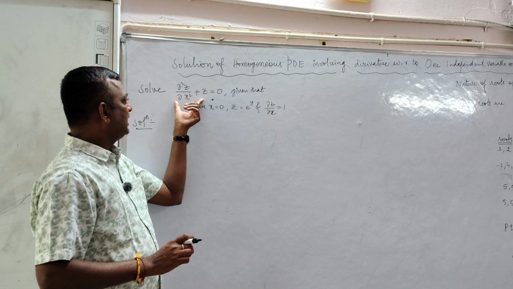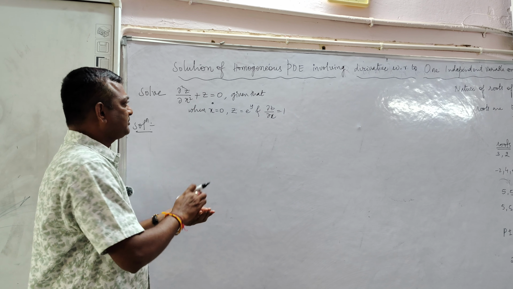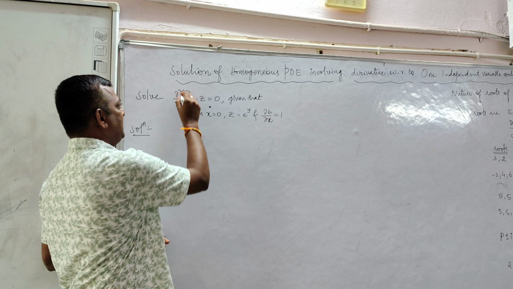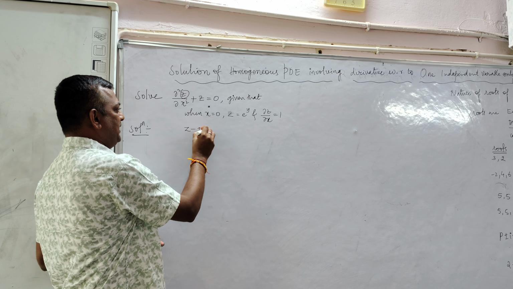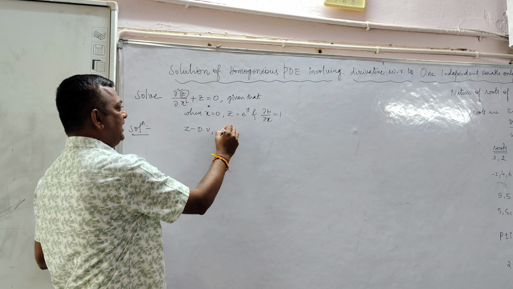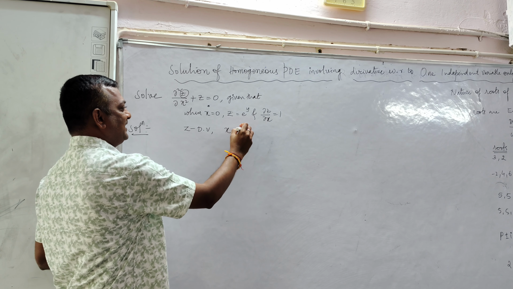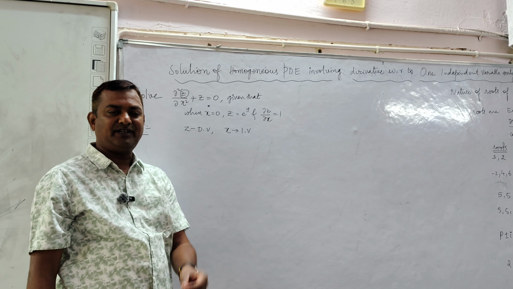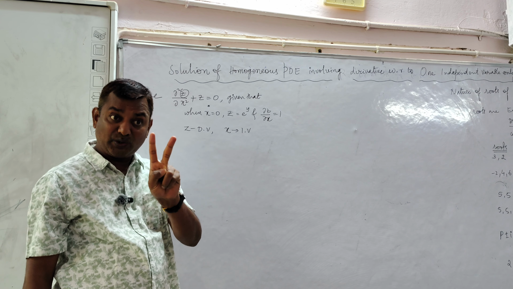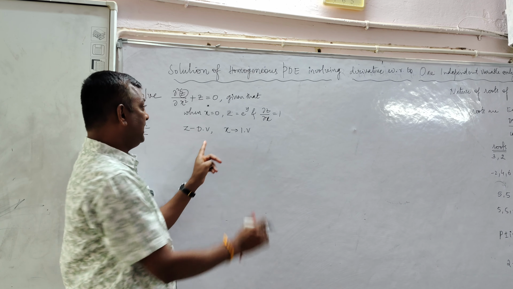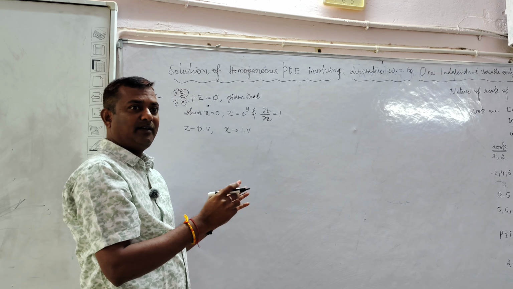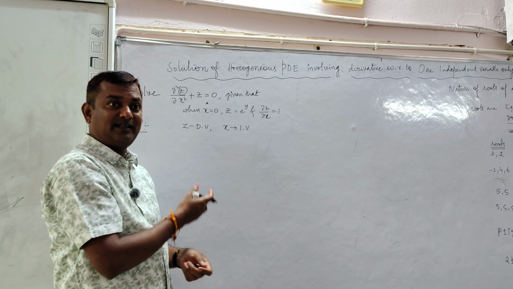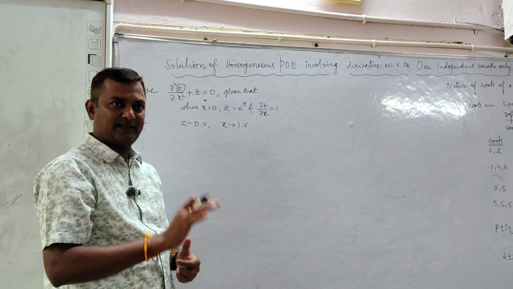So now, look here, you first identify z. Z is the dependent variable, and here you find only x as the independent variable. But in the case of a partial differential equation, there must be at least two independent variables. Here the other independent variable you cannot see in this example, but it will be present.